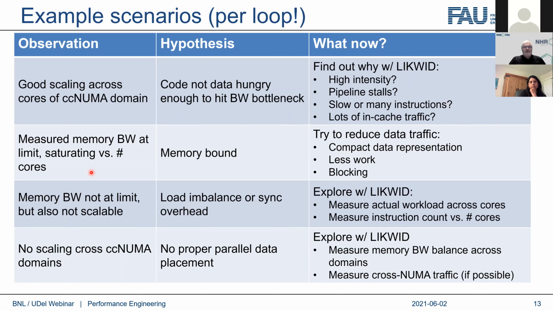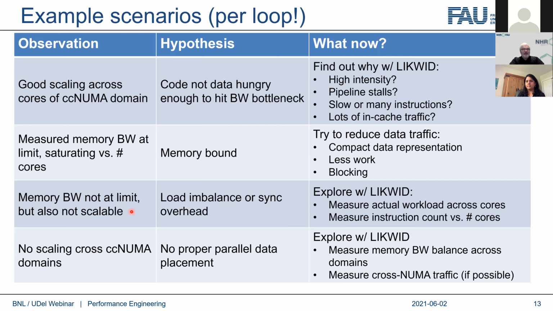Another scenario, I could measure the memory bandwidth, and it's at the limit. Okay, that also means usually that the performance versus number of cores saturates, and the hypothesis, of course, is the code is memory bound. So what could I do? Of course, the only thing I could do is to make it faster, try to reduce the memory traffic. For example, using more compact data representations, like in sparse matrix computations, reduce the amount of data you need for the index, for example. That's a typical straightforward optimization. Or just do less work. Of course, that's very algorithm specific. Or I could employ some ingenious blocking algorithm that just makes better use of the data loaded from memory.